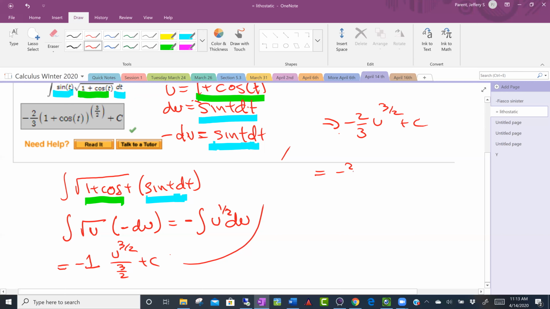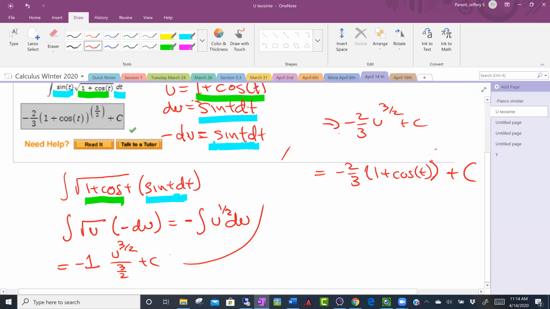And finally, -2/3 of 1 plus cosine of t to the 3/2 plus capital C. To the 3/2, right? 3/2, yeah, my bad, 3/2.